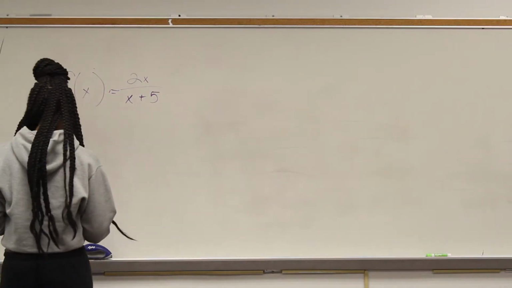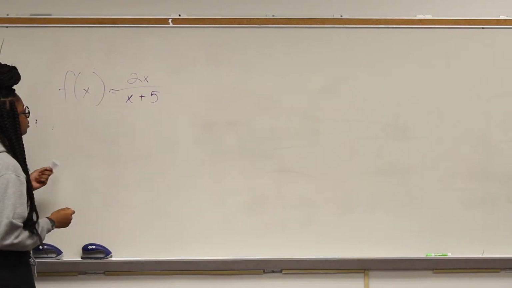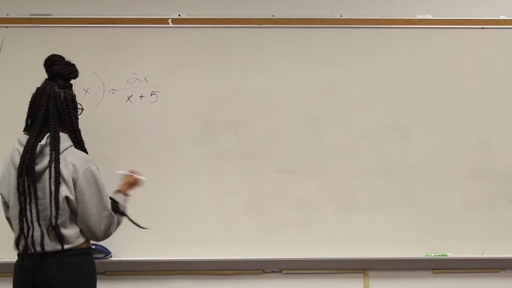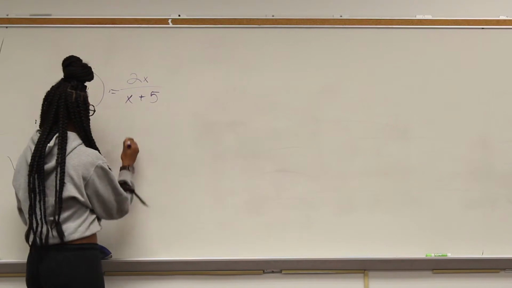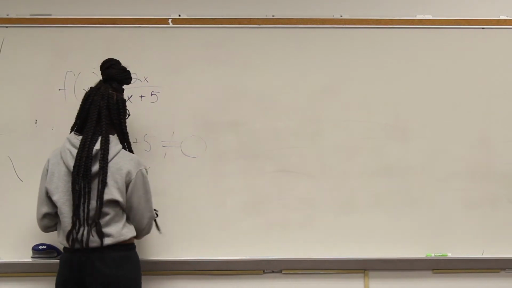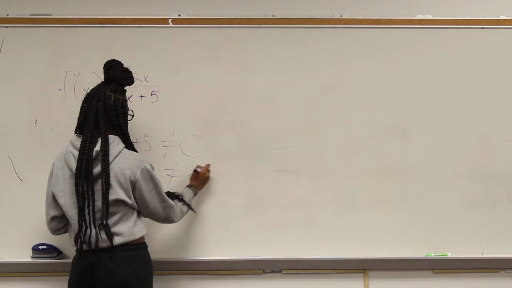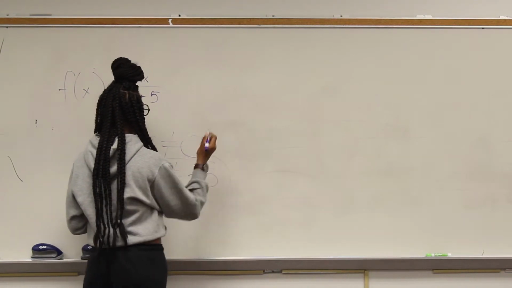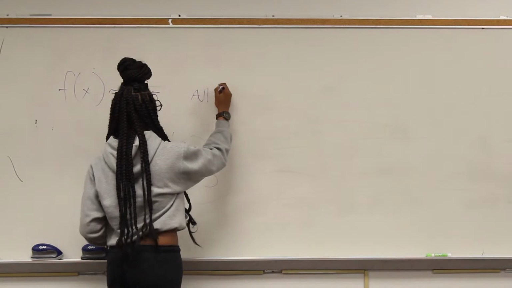The directions was to find out what points this function was continuous on. So the first thing you do is set the denominator to not equal 0. Solve for x. That's the answer, so you know the function.